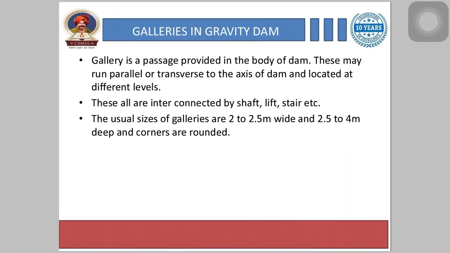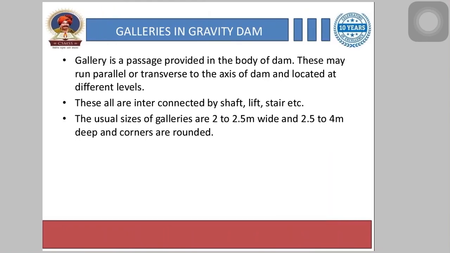So a gallery is nothing but a passage provided in the body of the dam. Its position may be parallel or transverse to the axis of the dam, and galleries are located at different levels, with interconnection between them by shaft, lift and stairs, etc. Their sizes are given, and their corner shapes may be rounded or chamfered.